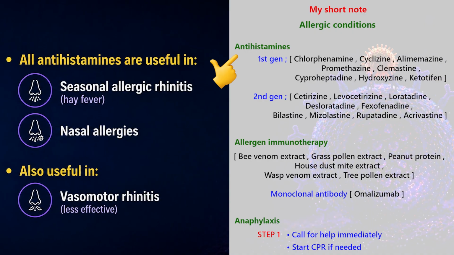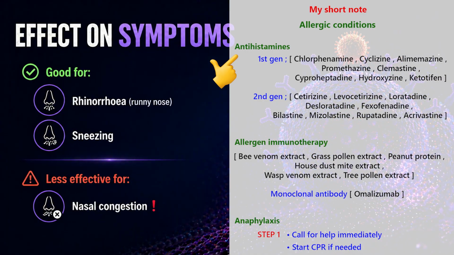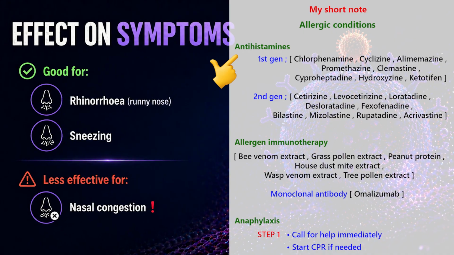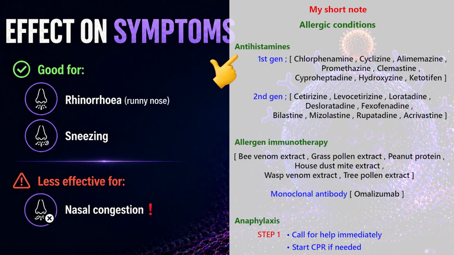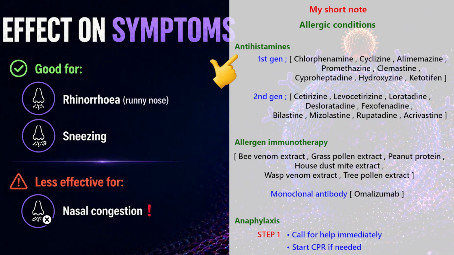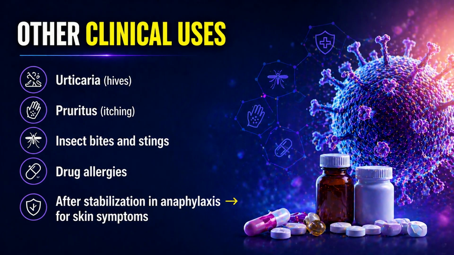They also help in general nasal allergies, but in vasomotor rhinitis, they are less effective. Now think clinically. They are very good for runny nose, sneezing, but not very good for nasal congestion. That is a classic exam point. Now about how we give them. You can use antihistamines in different ways: topical forms like eye drops, nasal sprays, skin applications, but most commonly we use oral tablets.